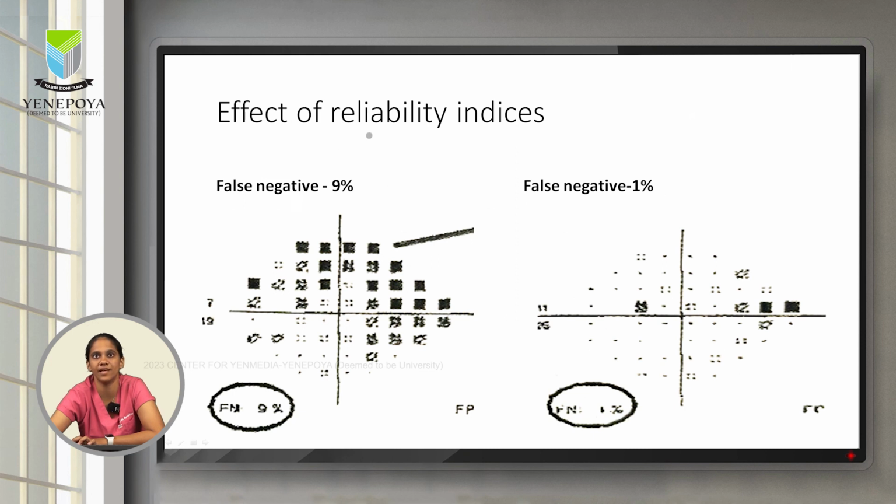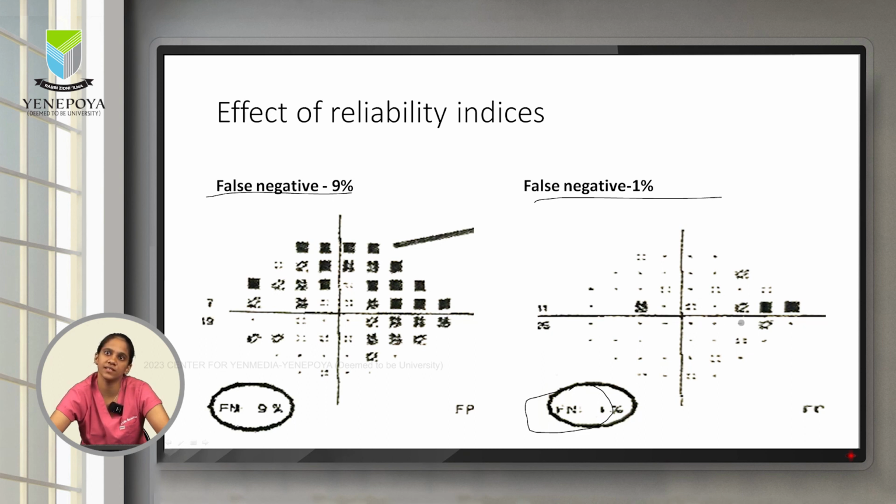What is the effect of reliability in this? Okay, in this patient has a false negative of 9%. In this patient has a false negative of 1%. What is false negative? Patient can see the stimulus but is not responding to it. That is what we call as false negative. Am I right? So in this, if you see, Anderson's criteria is definitely fulfilled. Look at the number of scotomas that are there in this patient. But when the false negative was reduced to 1%, this is not such a bad change, right?